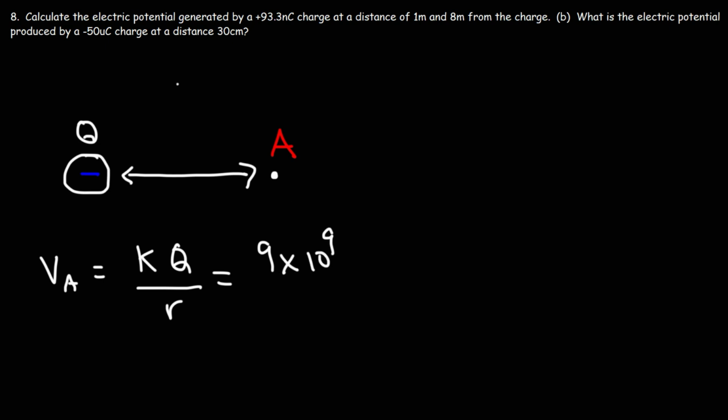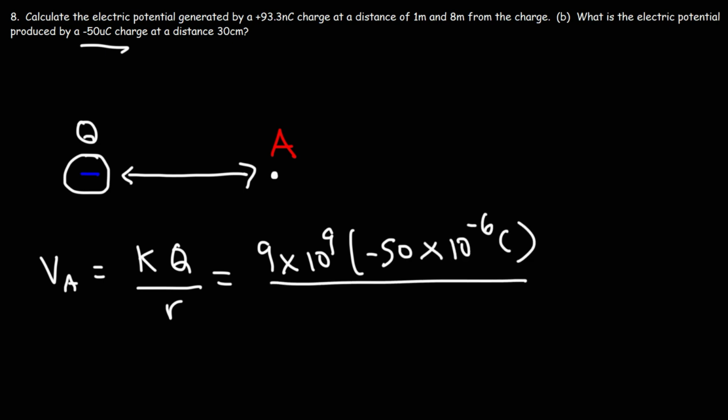Now Q is a negative value. It's negative 50 times 10 to the negative 6 coulombs. And we're going to divide that by R. The distance between the point of interest and a charge is 30 centimeters, which is 0.30 meters. Electric potential is a scalar quantity. It could be positive or negative, but direction is not important for electric potential. You won't say 50 volts east. It doesn't apply.